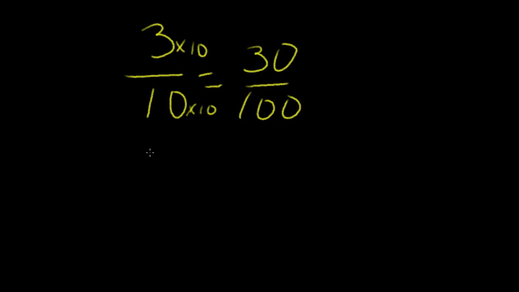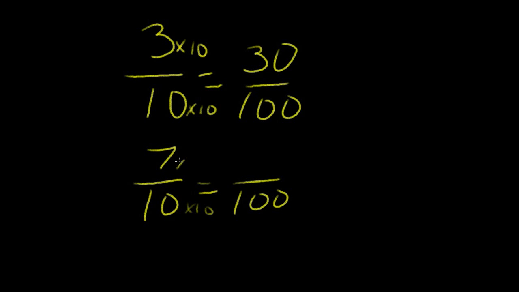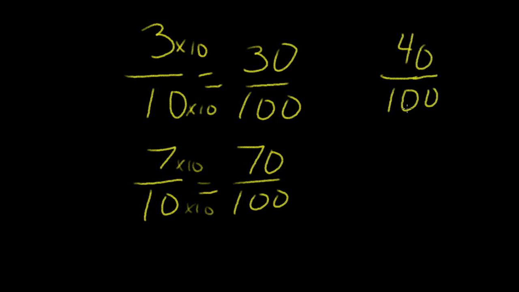Let's try with 7/10. Again, to make it equivalent to hundredths, we would multiply top and bottom by 10. And 10 times 10 is 100, 7 times 10 is 70. Or we can simply see that anytime we're working with 10, we're basically adding a 0 to the end. So let's say we start off with 4/10, for example. To make it equivalent to hundredths, we're just adding a 0 on the top and a 0 on the bottom. 4/10 is equivalent to 40 hundredths.